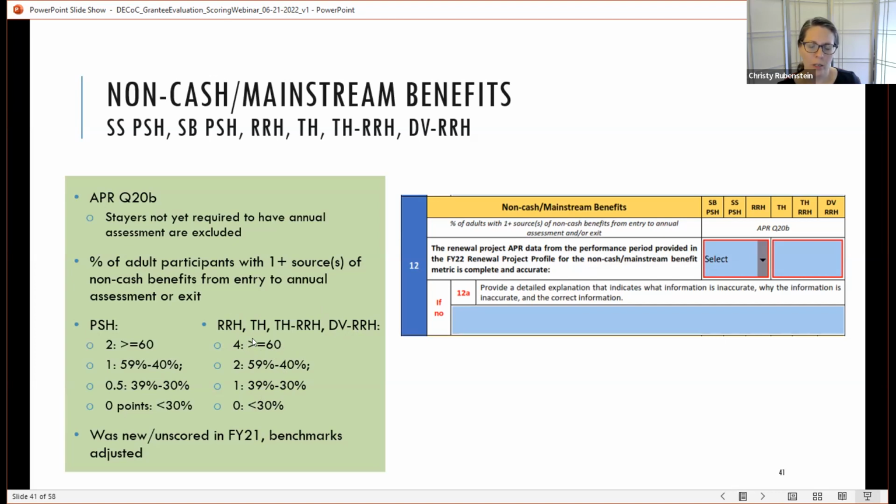Again, the actual benchmarks look to be the same. So over or equal to 60 percent for full points. And then half points would be 40 to 60%. And then a point for 30 to 39%. And then under 30% is zero. Again, this is one plus source of non-cash benefits from entry to annual. And if your stayers have not yet had an annual, this happens in rapid rehousing a lot, they're going to get excluded from this.